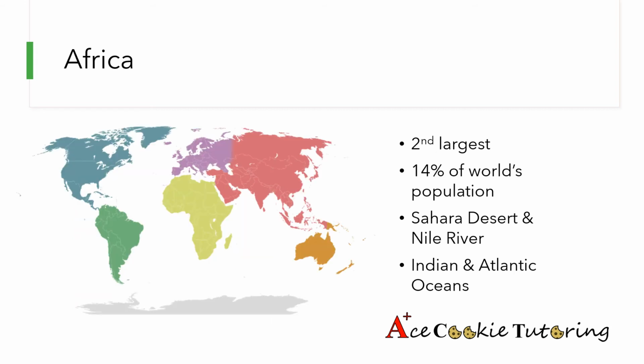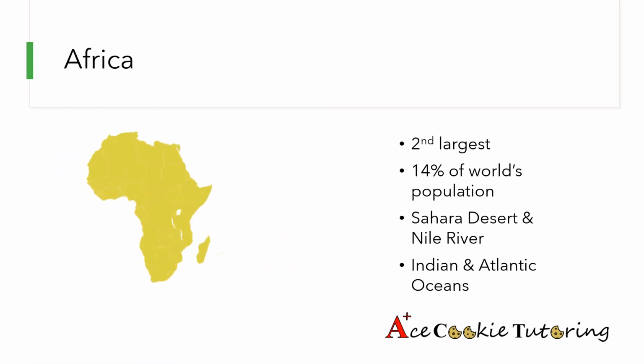The next continent on our list is Africa. On the map, Africa is in yellow. It can be seen here. Africa is the second largest continent, and it contains 14% of the world's population. It is home to the Sahara Desert and the Nile River. It is also bordered by the Indian and Atlantic Oceans.